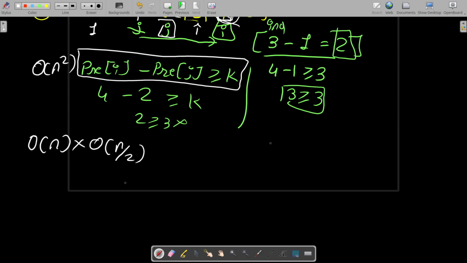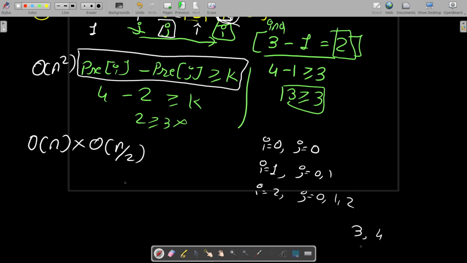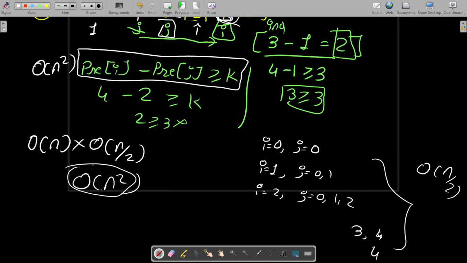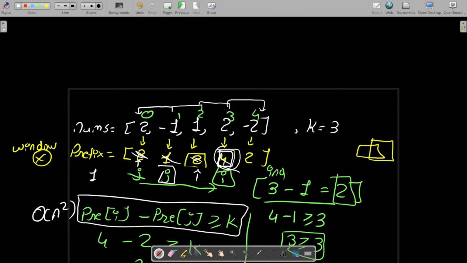If you do the dry run, you would know that we are traversing half of the time, sometimes 3, then 4. So it will give us O of n by 2, and nearly our answer would again be O of n square. So it is a brute force solution, you could say that we are taking every subset and finding. So it will not work.